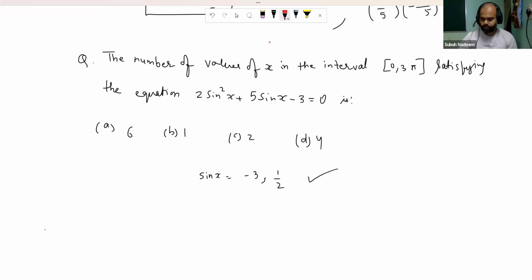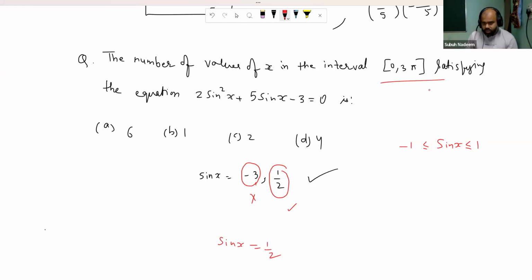I'm getting confused there, sir. Can you tell me what is the condition of sin x? It always lies between which interval? 1 and minus 1, correct. So here, are both the values between 1 and -1? No, sir, only half. Yeah, so -3 we will reject and half we will accept. So the first thing is sin x is half. Now they are asking in the interval 0, 3 pi, how many values of x will be there?